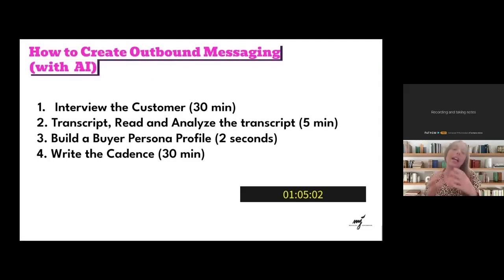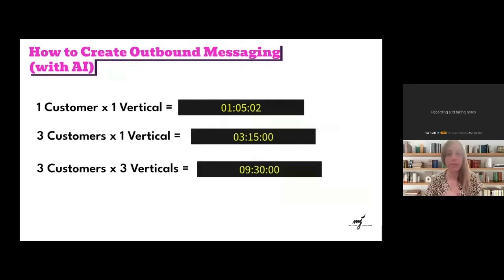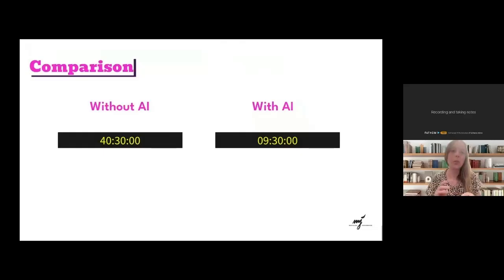In the cadence, I put 30 minutes because I still think that it shouldn't be AI doing that alone. You can use AI to have ideas, to help you organize ideas, but you should still be the one writing or having a final review on your cadence. So suddenly it's just 1 hour. So 1 hour for one customer per vertical, 1 hour; three customers, one vertical or ICP, 3 hours; three customers, three verticals or ICPs, 9 hours. So the time you spend accomplishing the same quality result reduces dramatically.